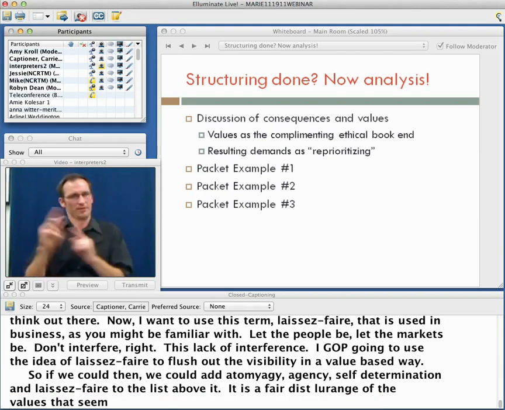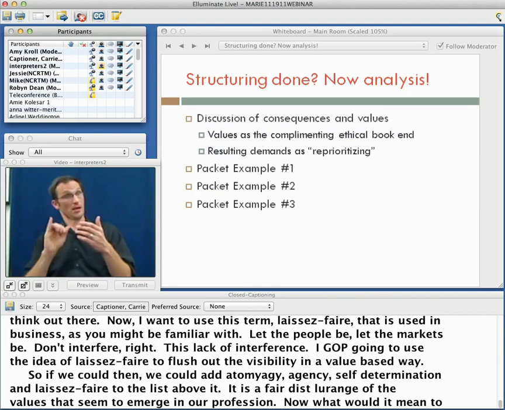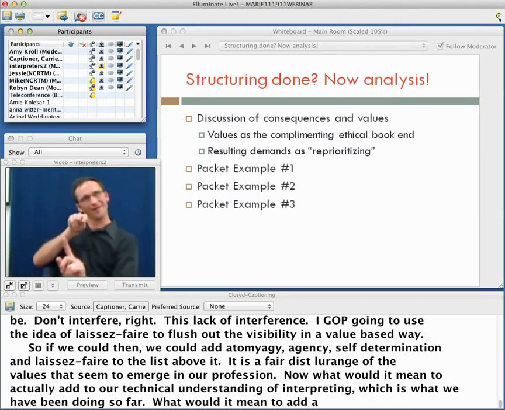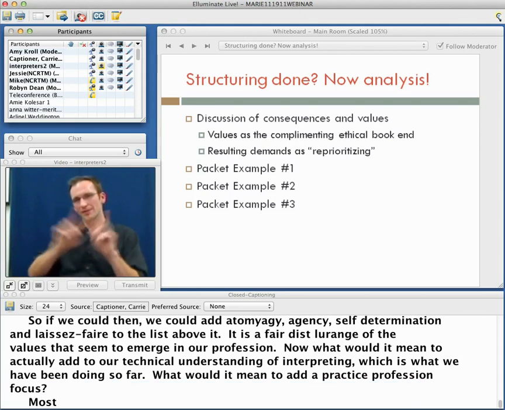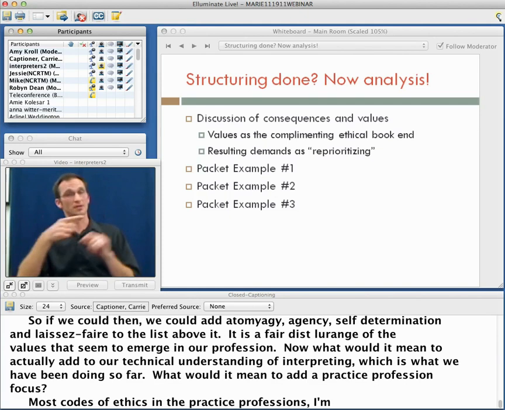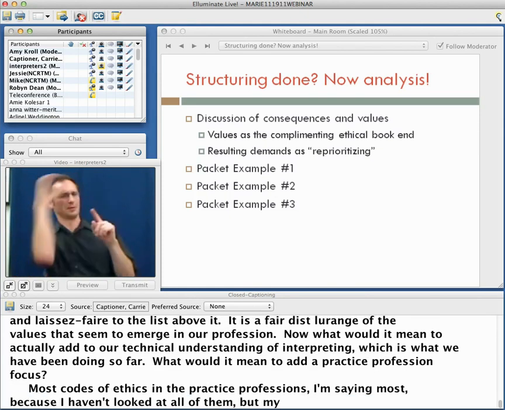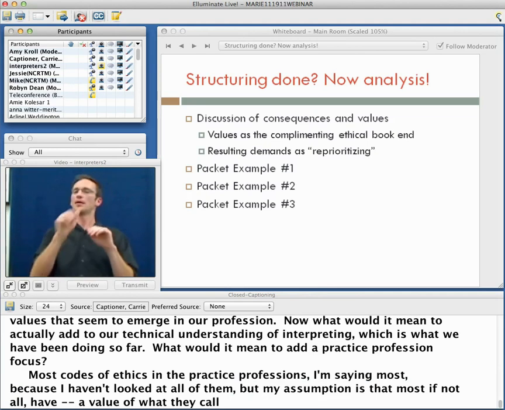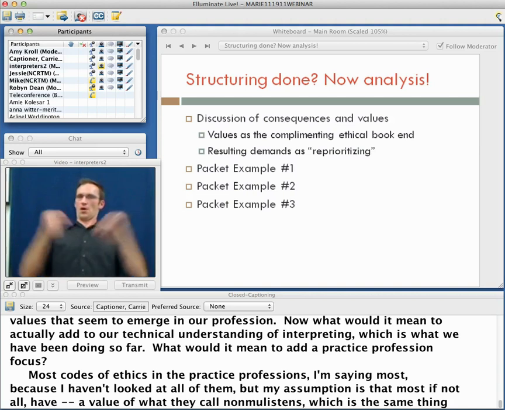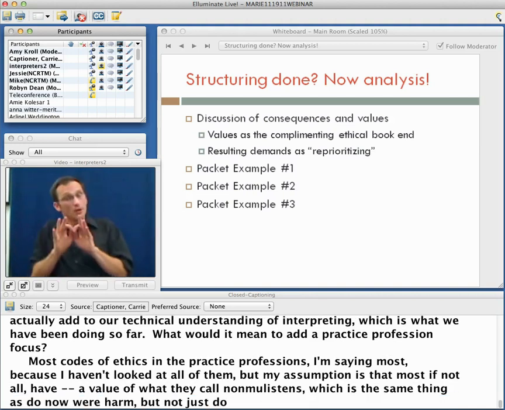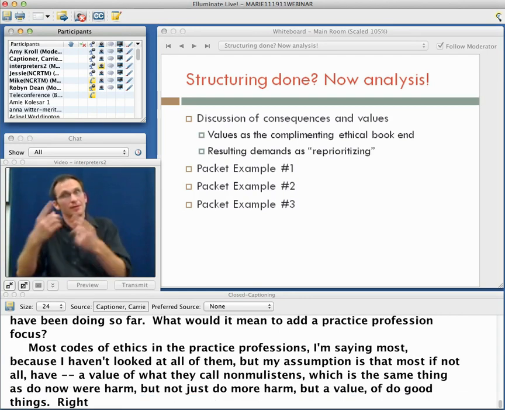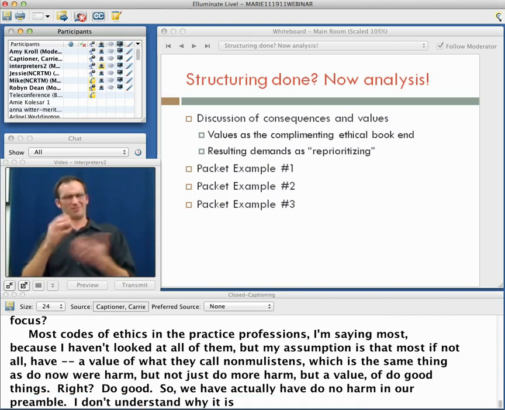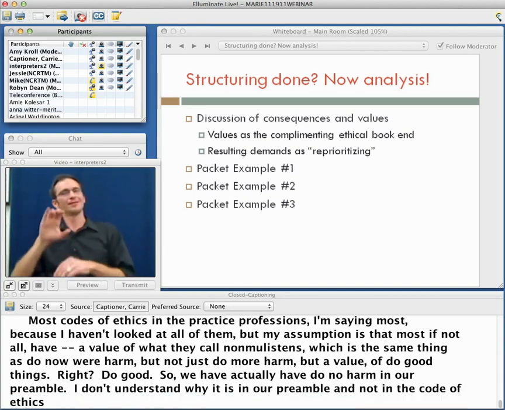Now, what would it mean to actually add to our technical understanding of interpreting, which is what I think we've been doing so far? What would it mean to add a practice profession focus? Most codes of ethics in the practice professions, actually I'm saying most because I haven't looked at all of them, but my assumption is that most, if not all, have a value of what they call non-maleficence, which is just the same thing as saying do no harm. But not just do no harm, but a value of benevolence, which is do good things, right? Do good. And so while we actually have do no harm in our preamble, which I don't understand why we have it in our preamble, why we just wouldn't put it in the Code of Ethics or the Code of Professional Conduct, I don't know, but I think that that would be an interesting thing.